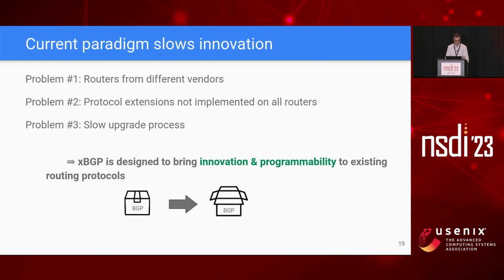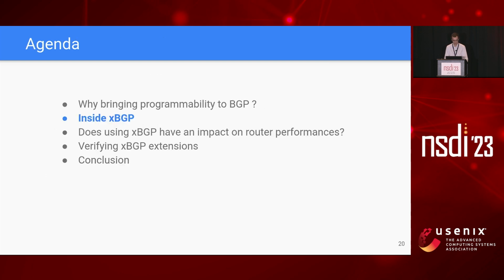So let us summarize the problem now. You have a major problem. The first one is that you have routers from different vendors. You have protocol extensions that are not implemented on all routers, and you have a slow upgrade process. And xBGP is intended to bring back innovation and programmability inside existing routing protocols.